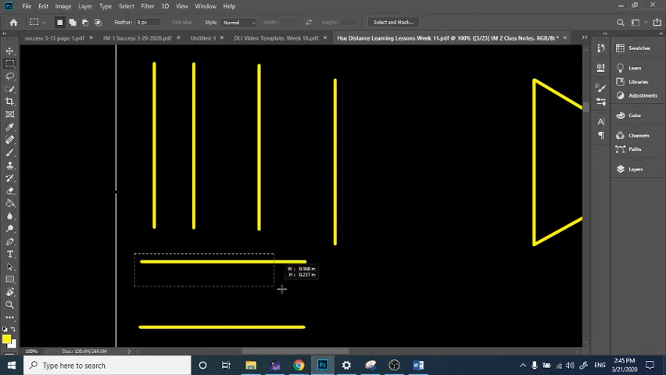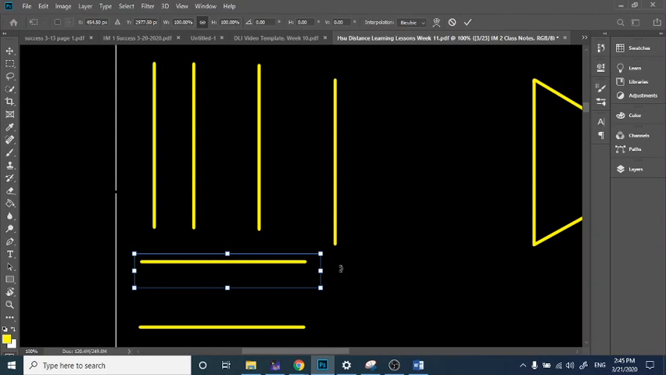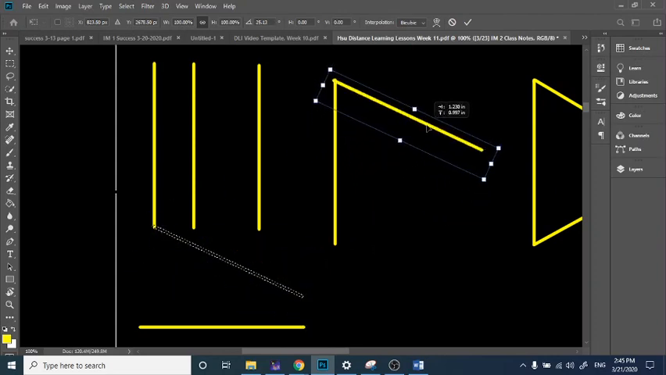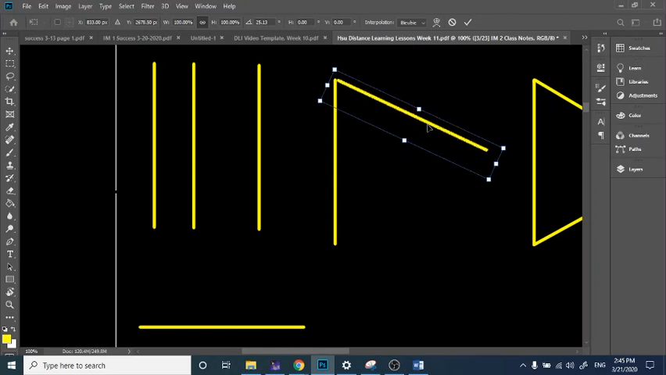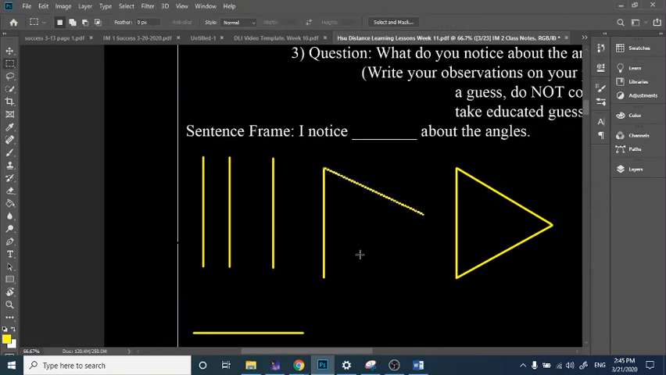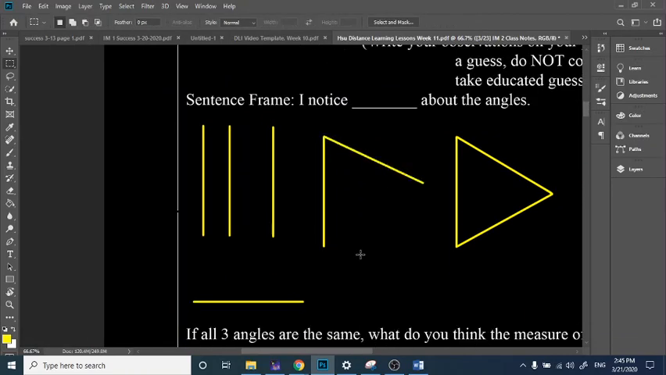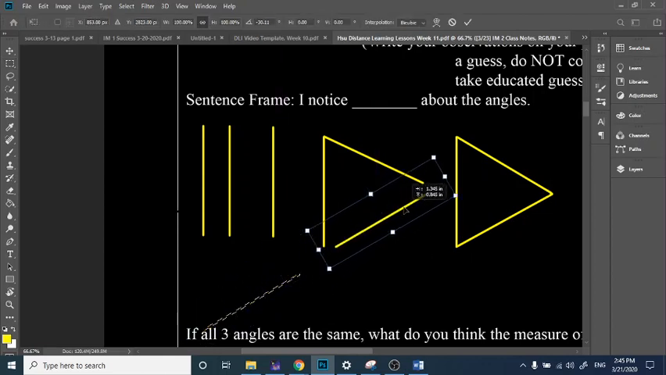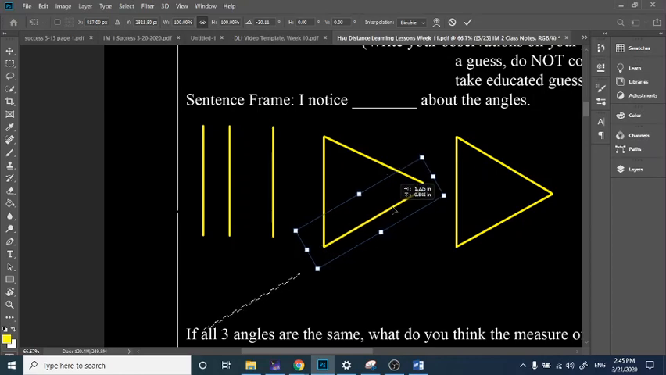Let's move that and put it at some random angle and see, does it work? The fact that Photoshop snaps some things into place is nice, but it's also kind of annoying. Let's see, does this thing fit in there? No, it looks like it's kind of short.